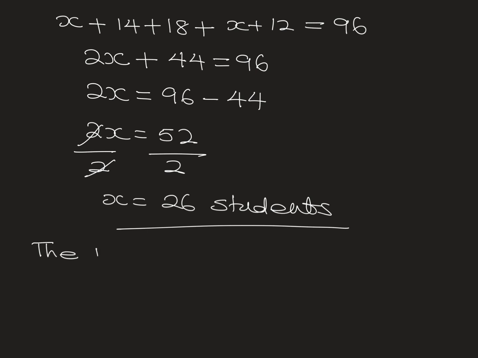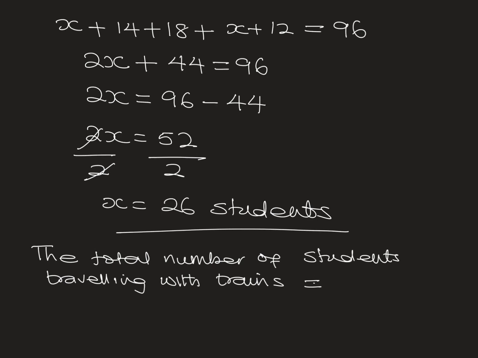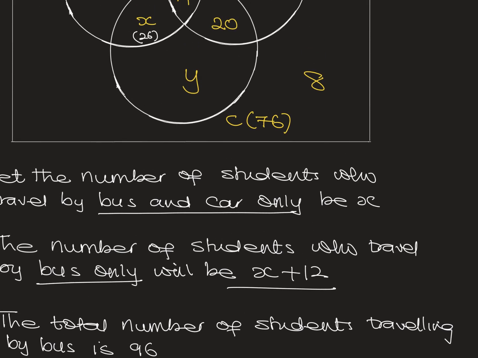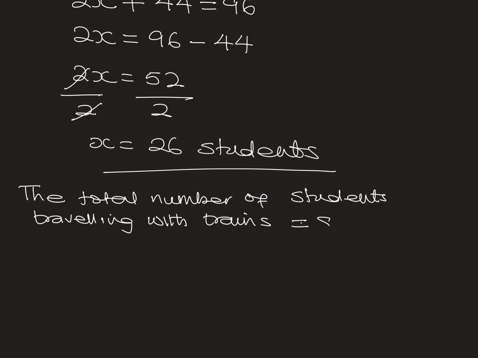The total number of students traveling with train is equal to 82. That's the total number of students traveling with train.